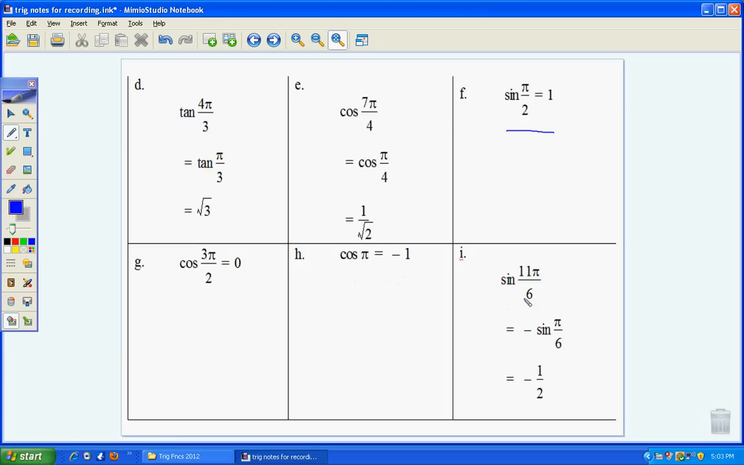Sine of 11 pi on 6. So 11 pi on 6 would be in the fourth quadrant because it's 11 lots of 30. So same as 330, which is negative for the fourth quadrant, with the same related angle as pi on 6. So sine of pi on 6 is a half. So we're getting back to those related angles every time and seeing what quadrant our angle's actually in, so we know whether it's positive or negative.